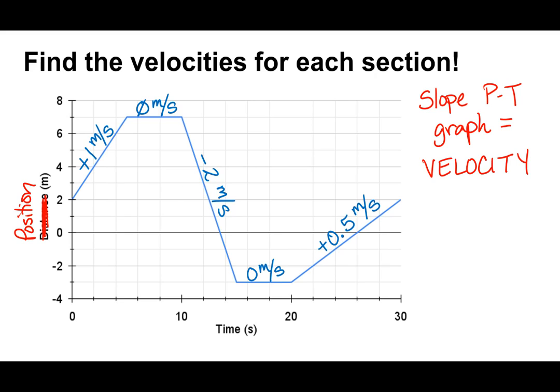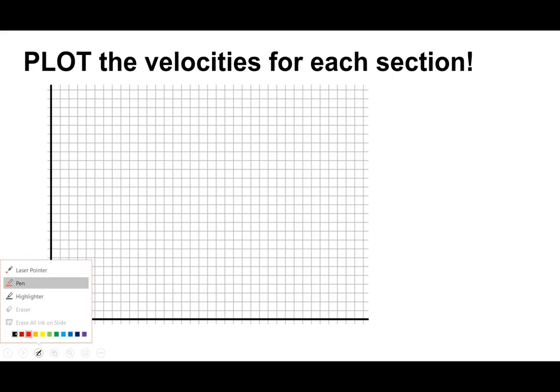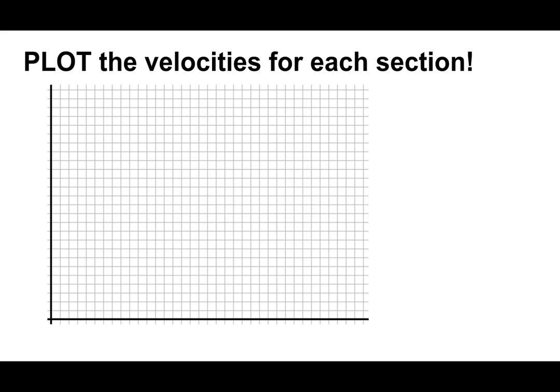The next thing we need to do is figure out how to translate these velocities off of a position time graph and create a velocity time graph. So first thing I'm going to do is, of course, label my axes. Our velocity is in meters per second, and our x-axis here is going to be time in seconds.